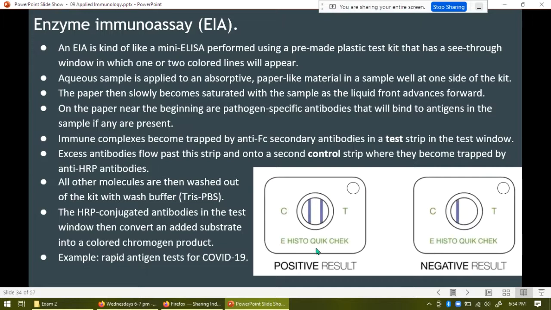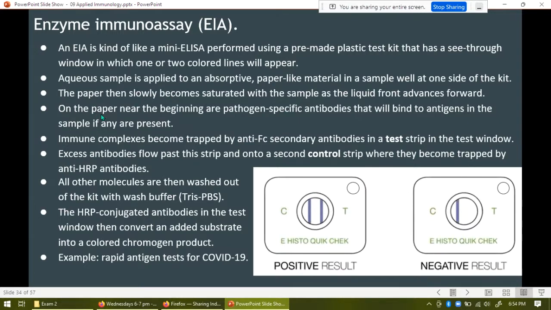Now, inside this kit, behind the plastic wall that you can't see through, there is paper, basically. And the paper inside the test kit slowly becomes saturated with the aqueous sample as a liquid front advances forward. So the paper is going to start soaking up all of that liquid, and it's going to slowly diffuse until it reaches the test window.